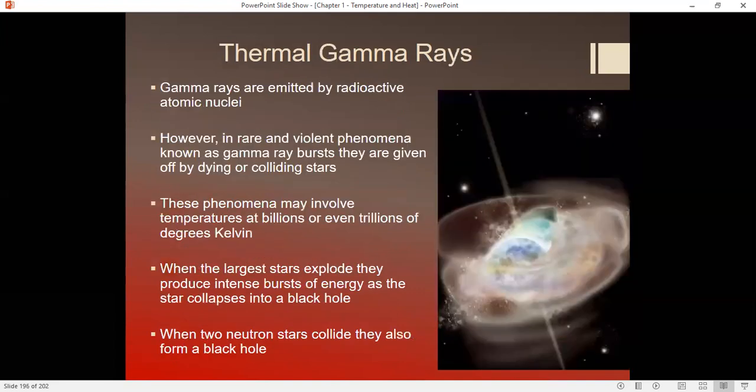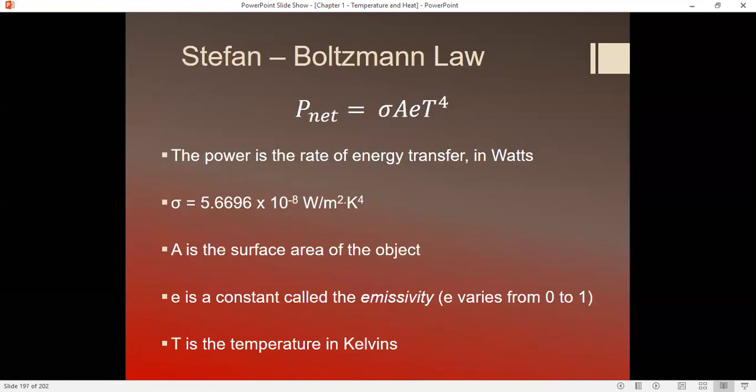Now, the most violent explosions in the universe are called gamma ray bursts. They involve the merger of two neutron stars, like we see in this picture right here, or the explosion of a very, very massive star. These temperatures can be in the billions or trillions of degrees Kelvin. So, of course, that corresponds to the shortest wavelengths of all. Okay, let's look at the important thing. Here is the important thing.